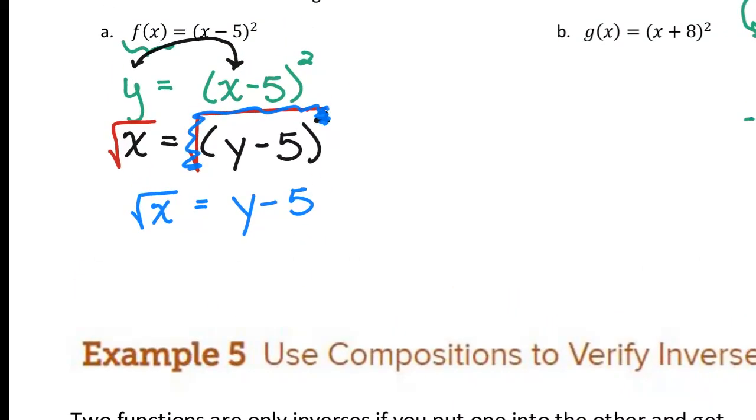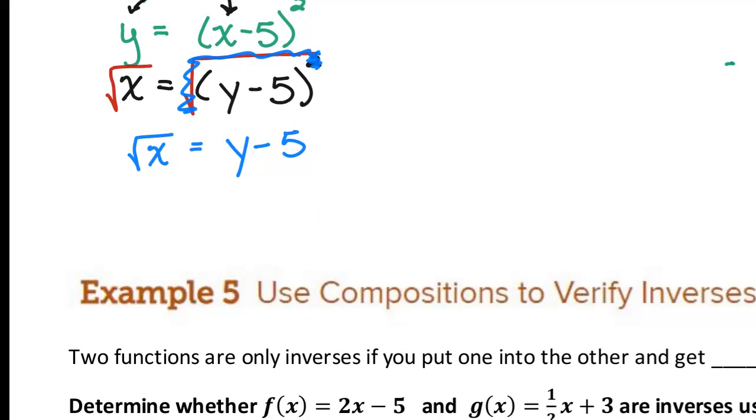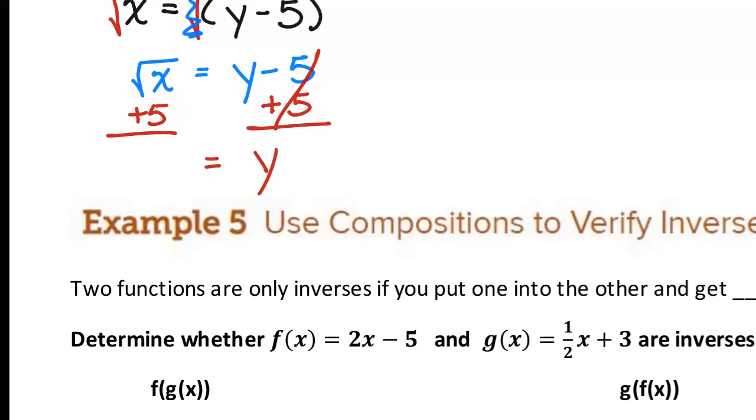I'm trying to solve for y. So what would I do at this point? Add 5. So we add 5 here, we add 5 here. 5's cancel out. Y is equal to, we're going to put the 5 out in front. So it's 5 plus the square root of x.